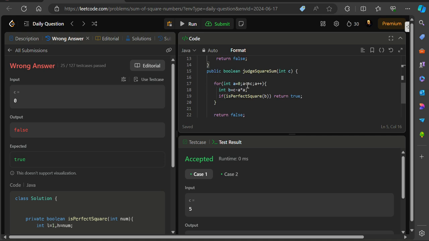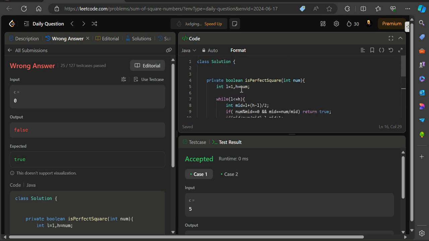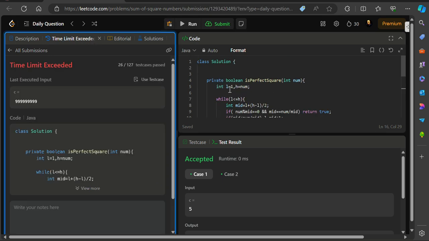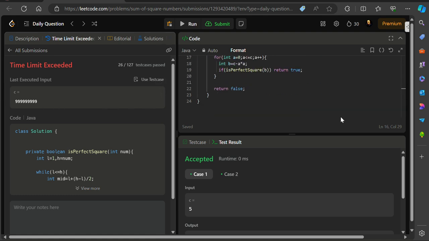So I can take an edge case and handle this. If C equals 0, just return true. Okay, I think we are good to go now. Yeah, time limit exceeded. This was expected because my code isn't that optimized.